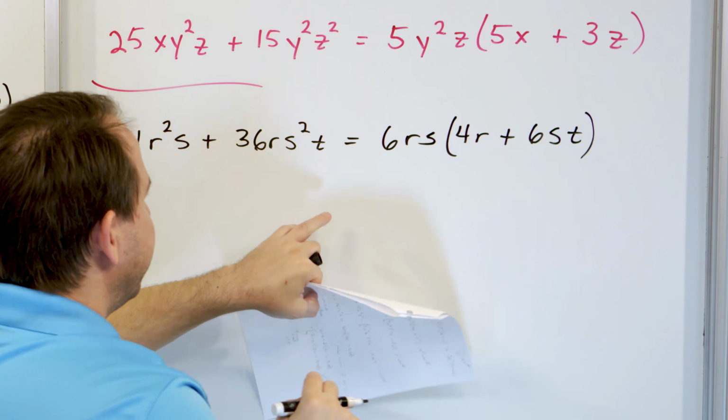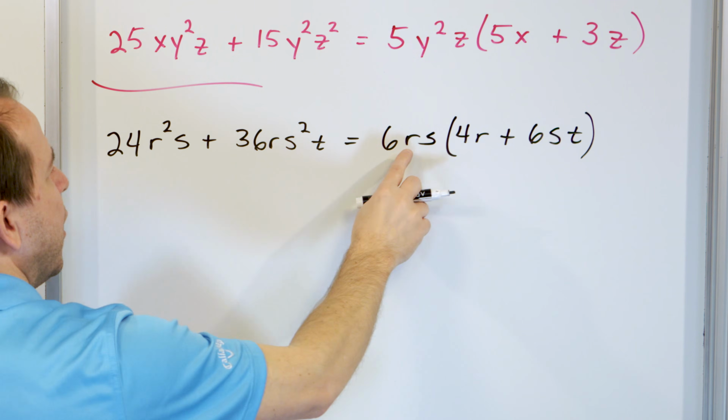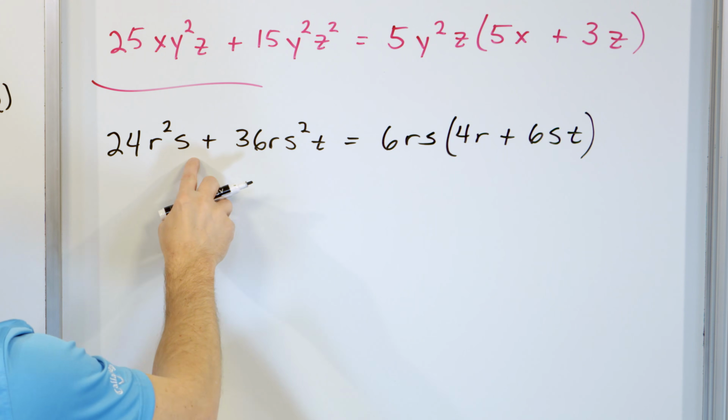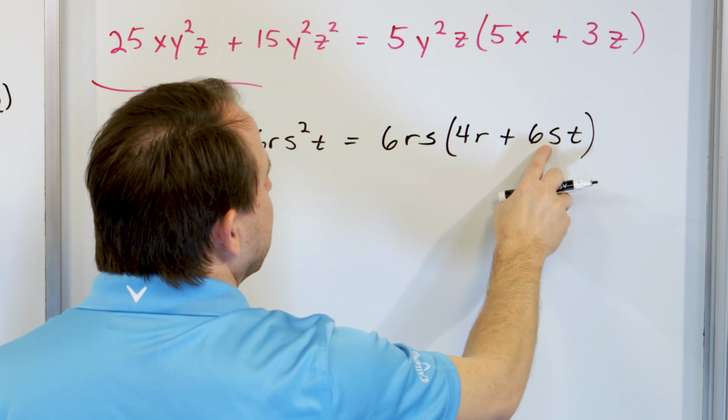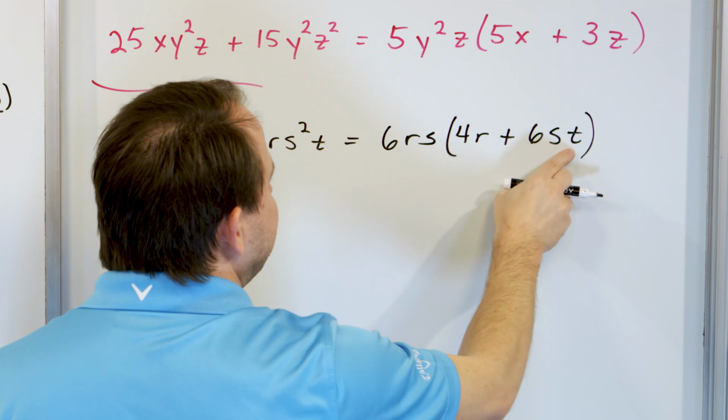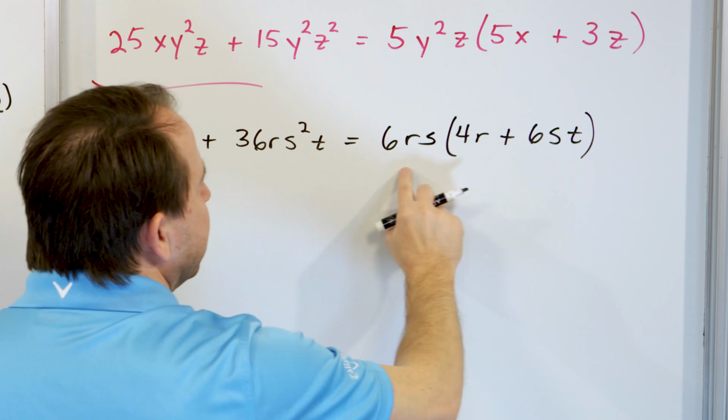So then you double check yourself. 6 times 4 is 24. r squared s. 6 times 6 is 36. r s squared t. So that's the final answer.